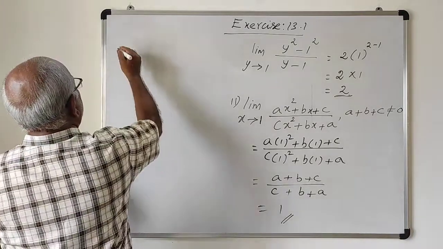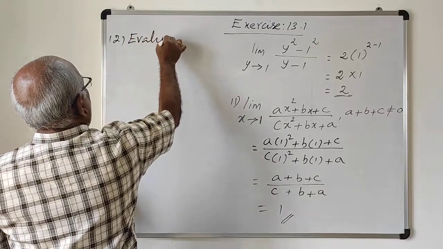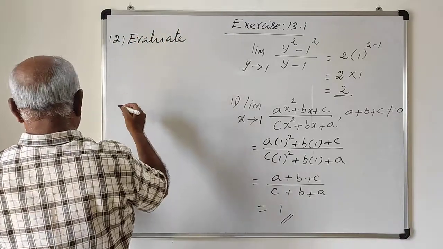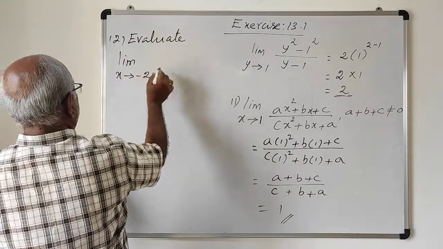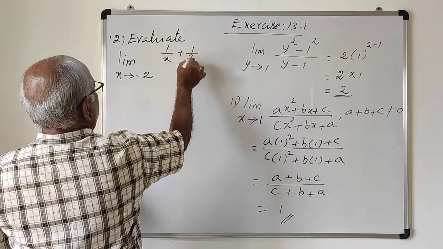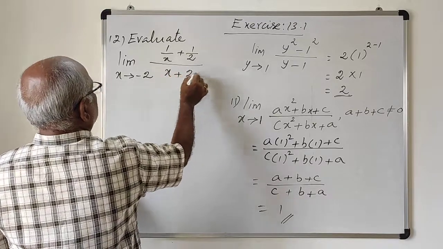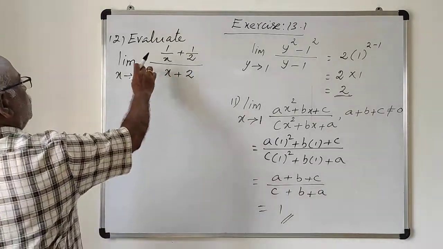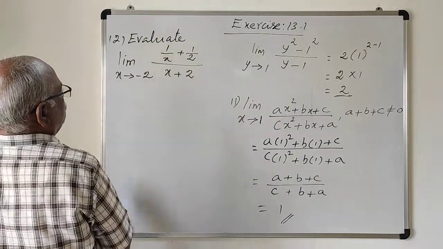Problem 12 is: evaluate limit x tends to minus 2, (1 by x plus 1 by 2) by (x plus 2). This is the problem.